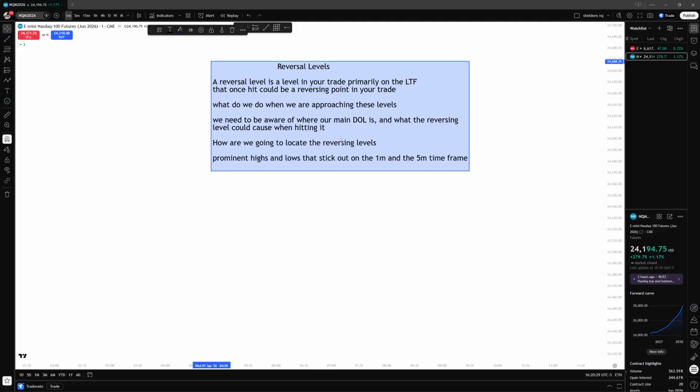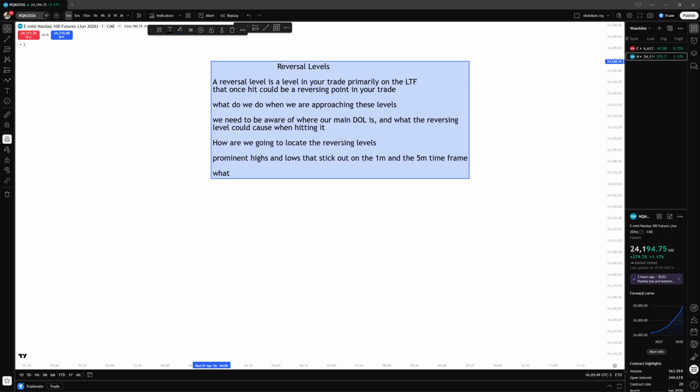Imagine how good you guys would be at trading if you have these reversal levels, you have the invalidation zones, you have all this stuff stacked up. This is what's going to work, right? But yeah, prominent highs and lows that stick out in the 1 minute and the 5 minute time frame. Okay, boom.